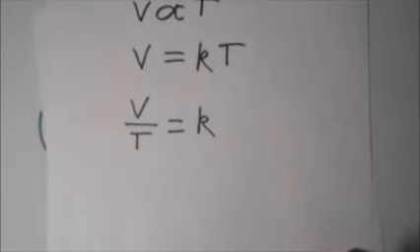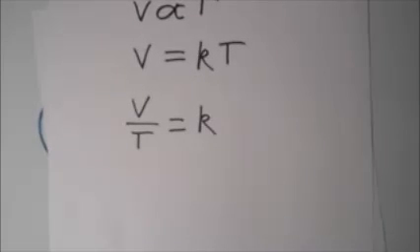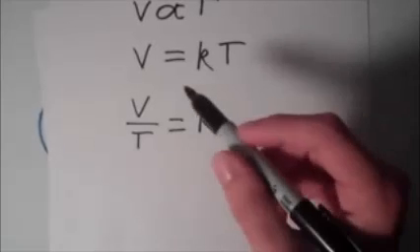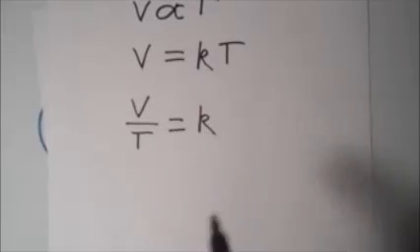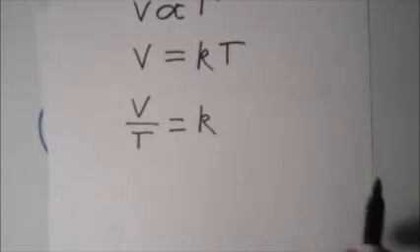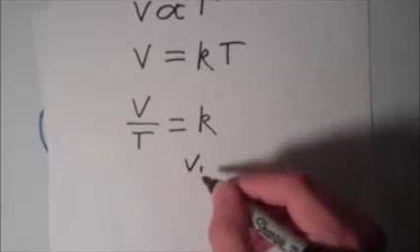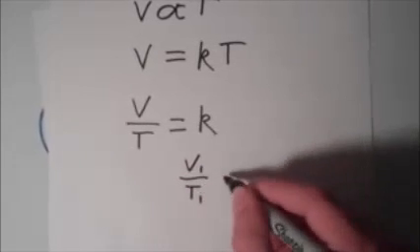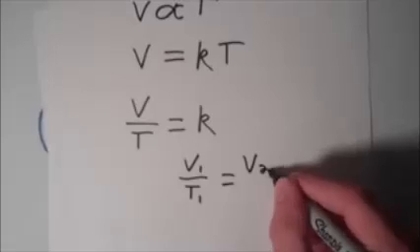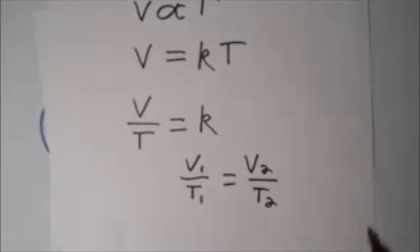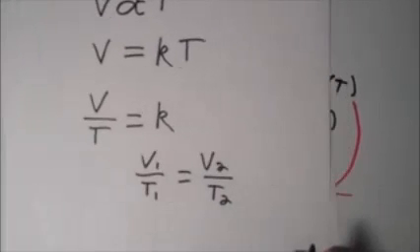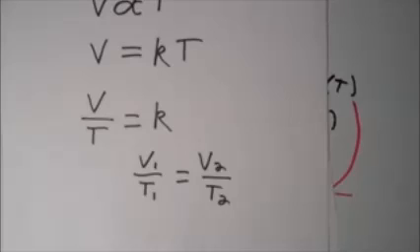So that means if I have two different conditions where I have two different volumes and two different temperatures of the same gas, then the quotient of the volume and the temperature is always going to be the same constant. So in other words, V1 over T1 equals V2 over T2, which is just equal to the same constant. So let's go through a problem dealing with Charles's law.